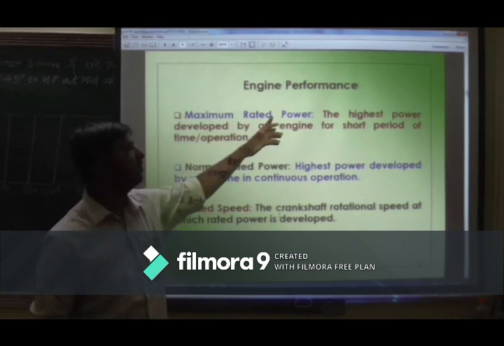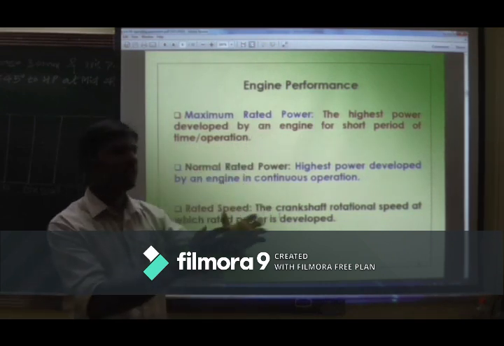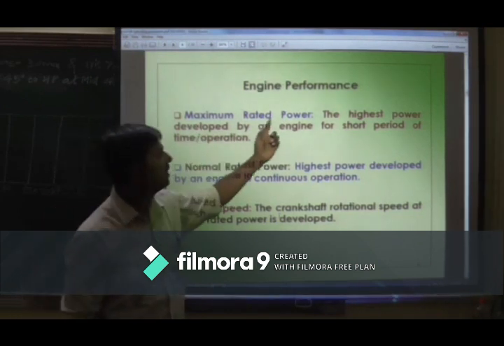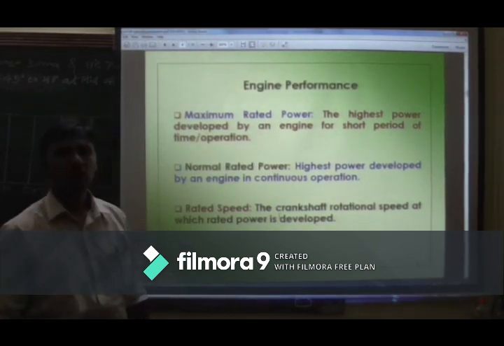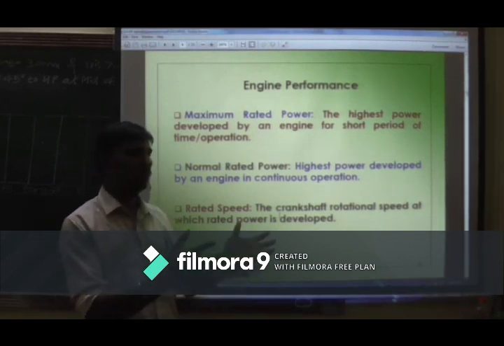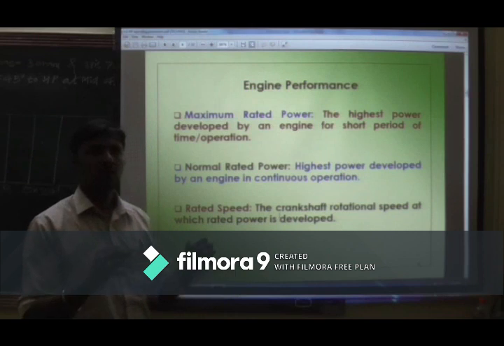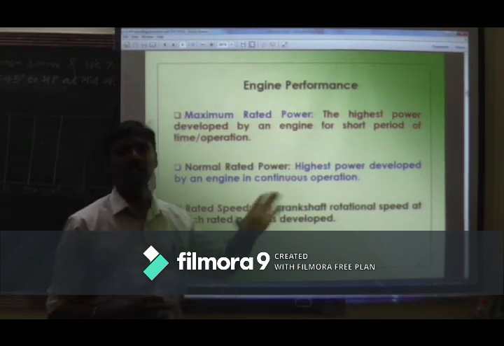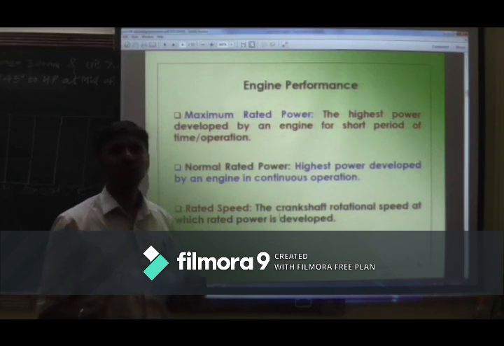How this parameter can be maximum for our particular design of engine, that we have to learn and analyze. Okay. So, maximum rated power. What is that maximum rated power? When we mount an engine on a vehicle, and that vehicle runs at its highest speed and the load is maximum.